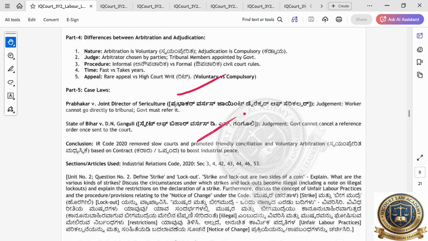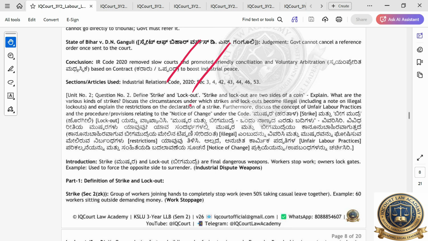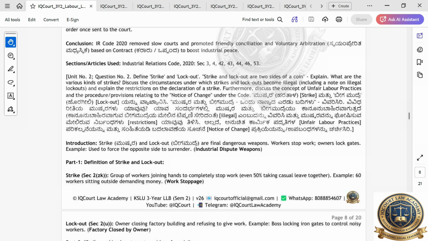Case laws also we are providing. What is strike? Define strike and lockout. Strike and lockout are two sides of a coin. Explain this. What are the various kinds of strike? Discuss circumstances under which strike and lockout become illegal, including a note on illegal lockout.